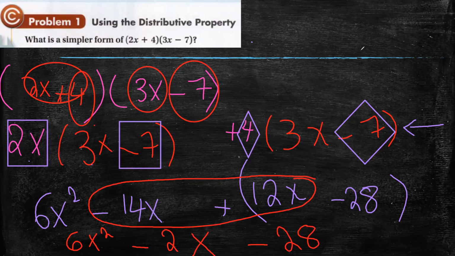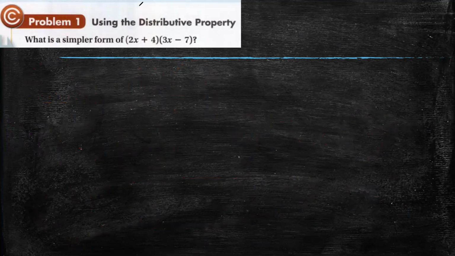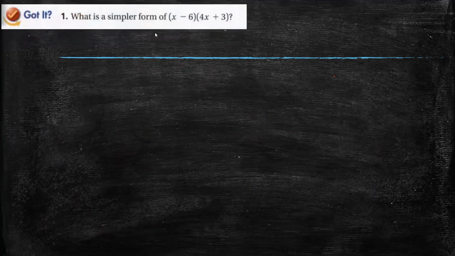Let's do another example quickly. Miss, instead of separating 2x with 4, can I separate 3x and negative 7? Yes, you can do it and you will get the same answer. Now, here the lesson will stop.